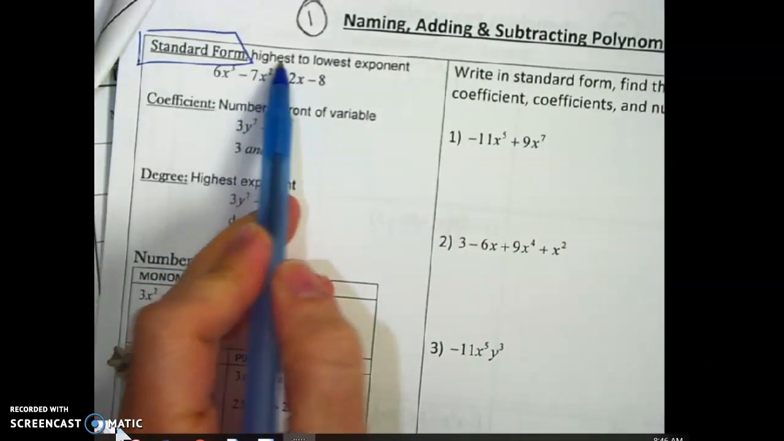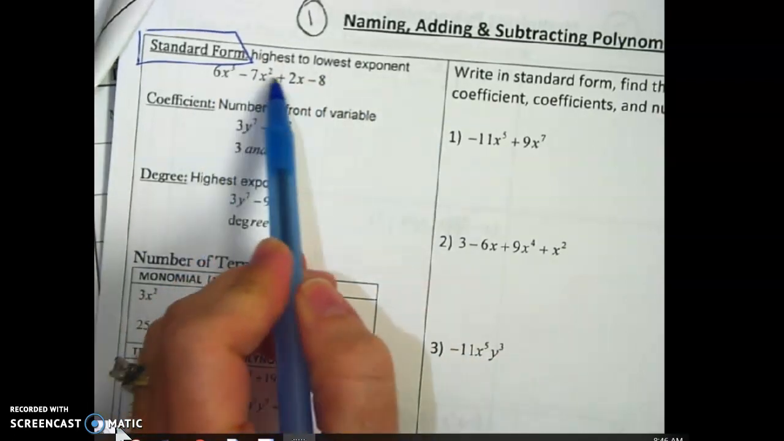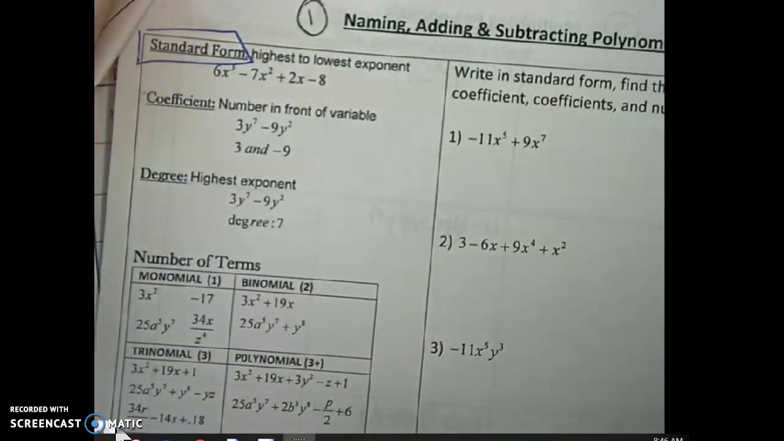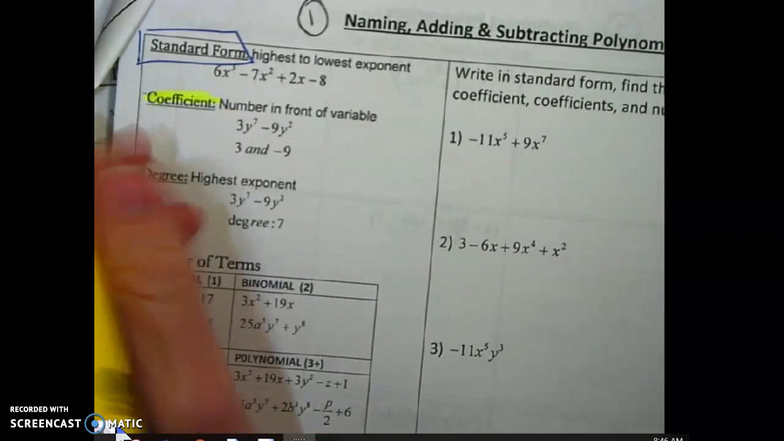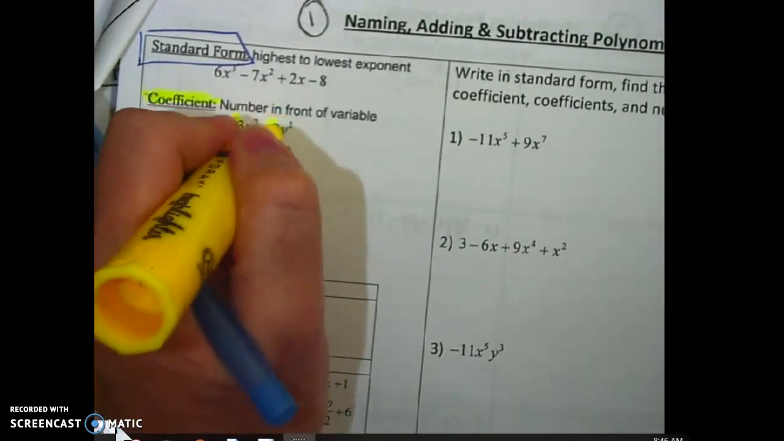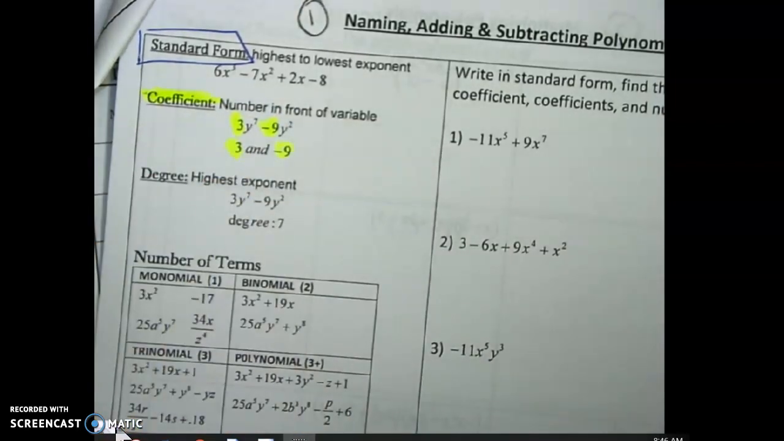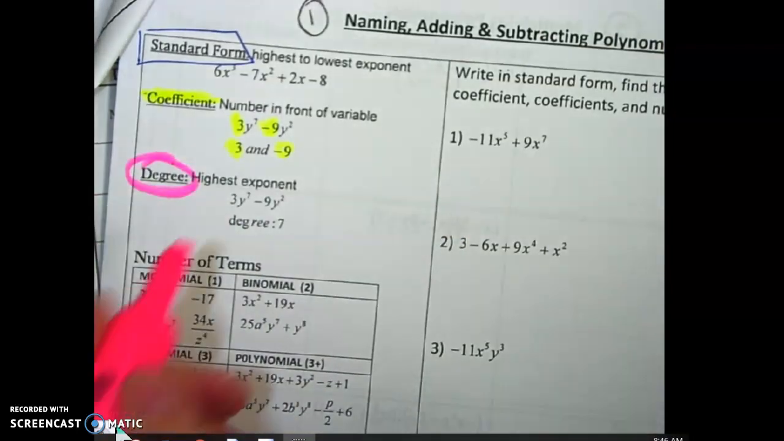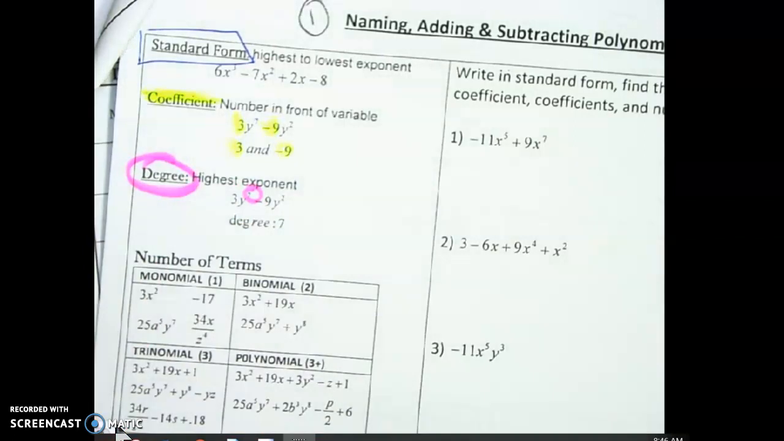Standard form means the highest exponent to the lowest. So it goes 3, 2, 1, nothing. Coefficient, we'll make that yellow, why not? The coefficients are the numbers that are in front of your variables. Those are the coefficients, okay? The degree is the highest exponent. So when you're talking about something, you're going to talk about it as degree 7, okay?